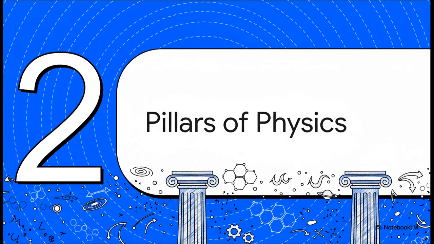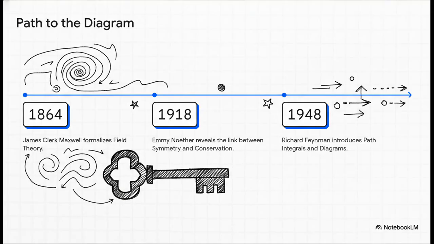Now, something this brilliant doesn't just pop into existence out of thin air. It stands on the shoulders of giants. It's built on incredibly profound ideas that came before it. So let's zoom out a bit and trace its intellectual DNA. Okay, check out this timeline. The path really starts way back in 1864 with James Clerk Maxwell. He's the guy who gave us the modern idea of a field, the concept that forces aren't some kind of spooky action at a distance, but are actually carried by something that fills all of space.